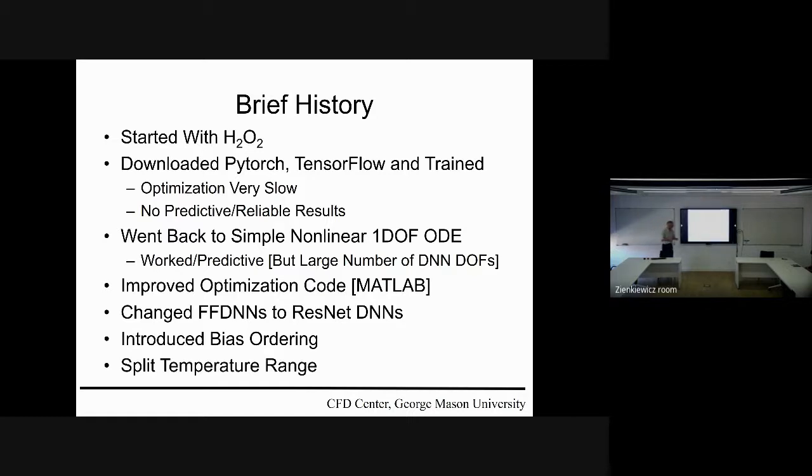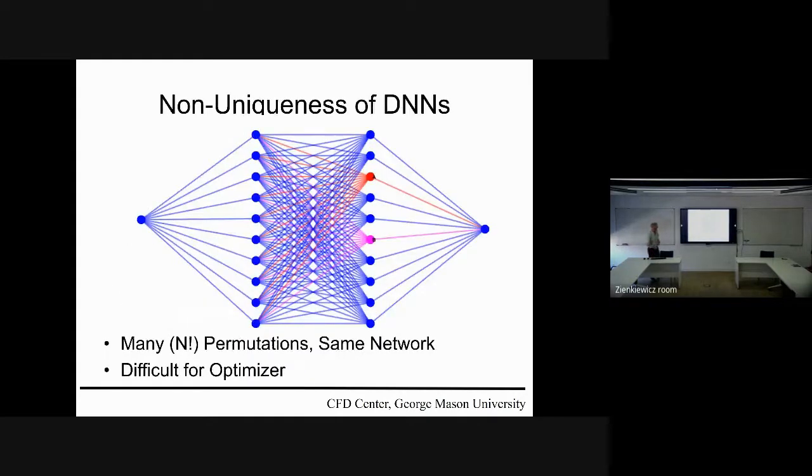Second thing was that we improved the optimization. So now instead of taking Adam or one of these other optimizers, we take BFGS plus a couple of preconditioners. And the other thing that we also did is the forward neural net was replaced by a ResNet, and I'll come to that in a minute. The third thing that we did is we introduced bias ordering. I'll come to that also in a minute. And then we also split the temperature range. So, first topic, non-uniqueness of neural nets.